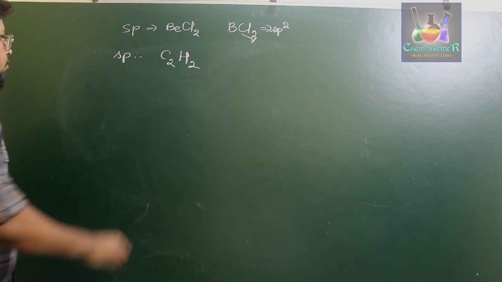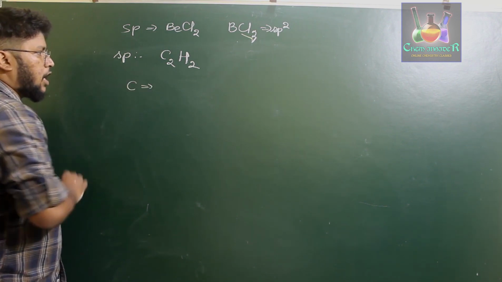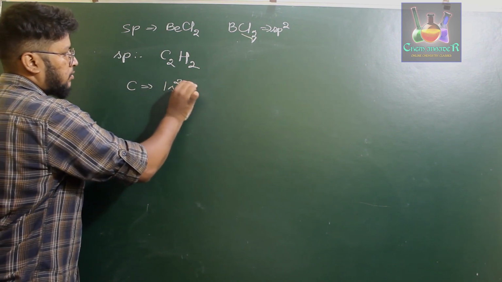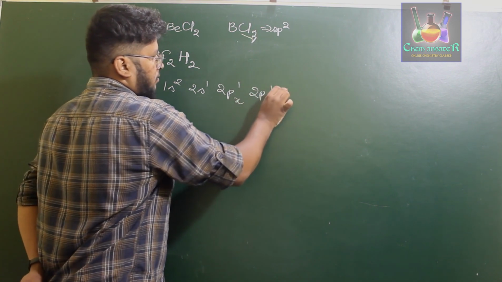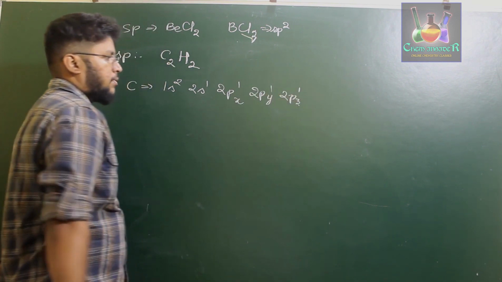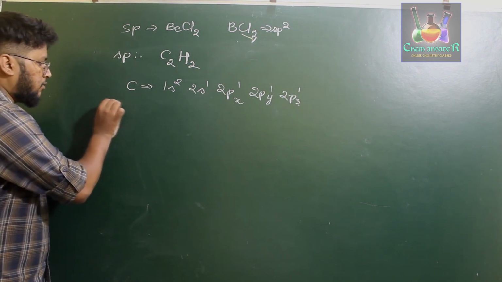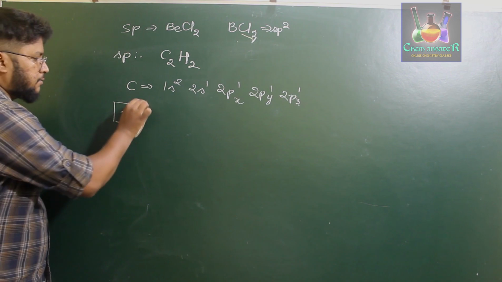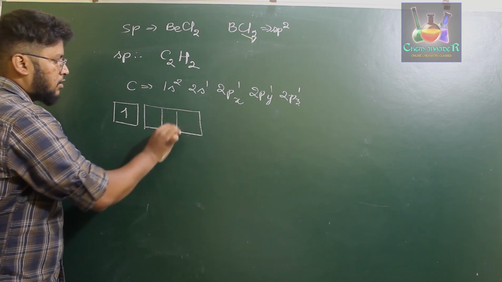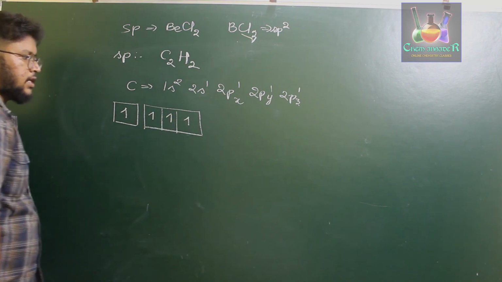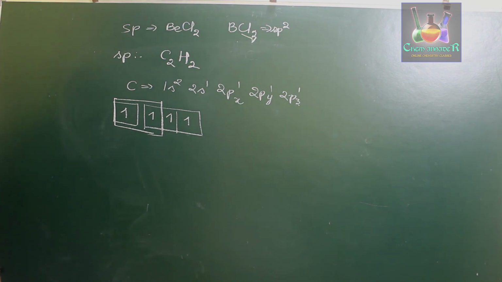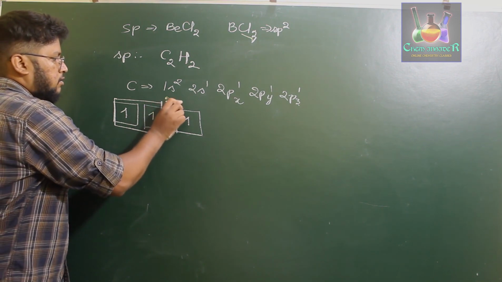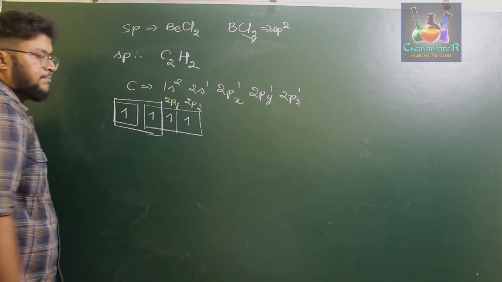C2H2. Now, what happens in the sp hybridization of carbon is, carbon in its excited state has 1s2, 2s1, 2px1, 2py1, 2pz1. So if you write the orbital diagram of this particular carbon, it will be 1 electron in 2s and 1 electron each in 2px, 2py, 2pz, and this will undergo sp hybridization with one 2s orbital and one 2p orbital, leaving behind a 2py and a 2pz orbital.